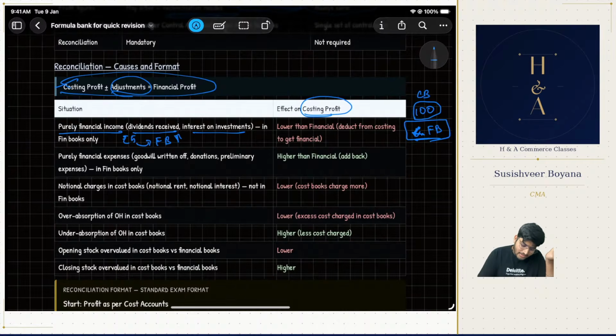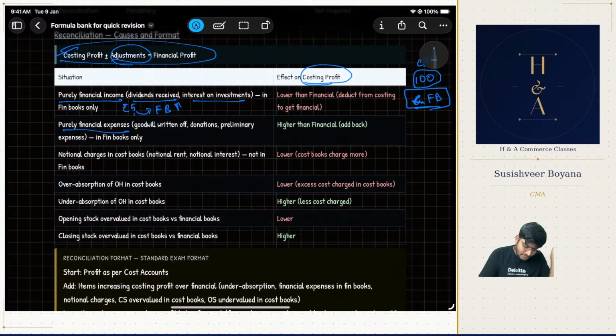That's the reason why, when we have to reconcile, we are going to add it to costing books. If we are deriving from financial books, we're going to subtract it. Why? Costing profit is already lower, financial profit is already higher. If you start from costing to go up, you will have to add. Similarly, if you have to come down from financial, you have to subtract. Starting from financial, you're going to reduce; starting from costing, you're going to increase.